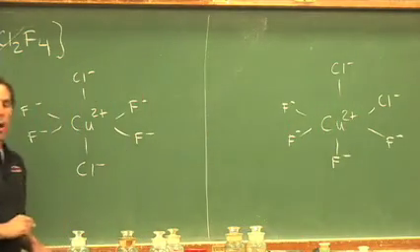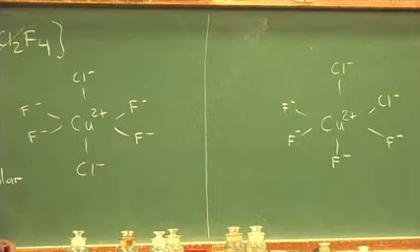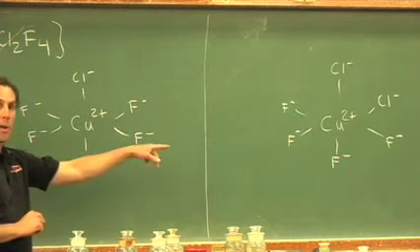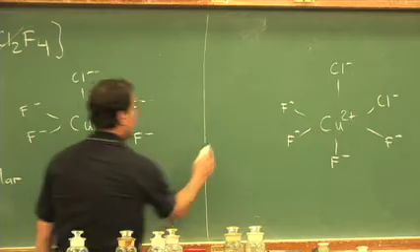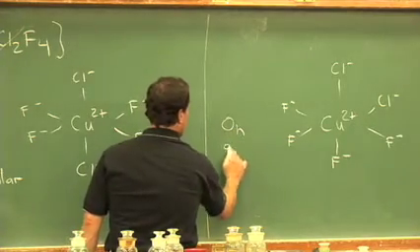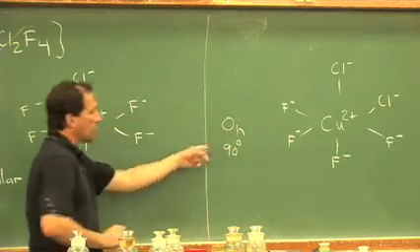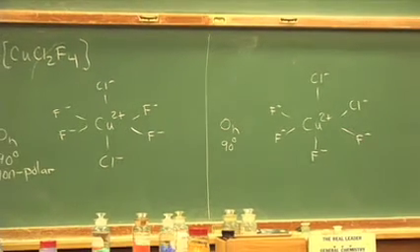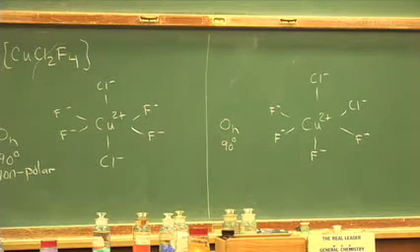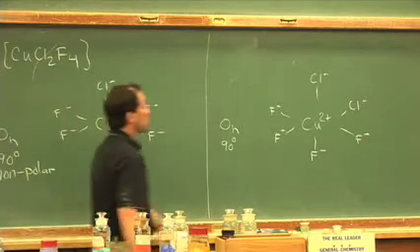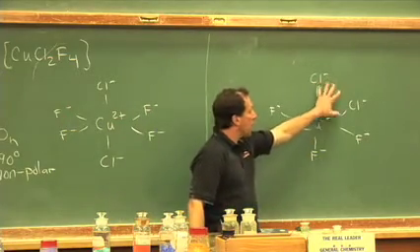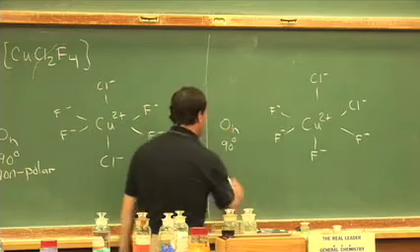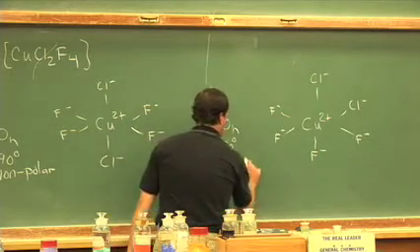Octahedral complex, bond angles based on 90 degrees. And take a look and determine if this is polar or nonpolar. I wrote down octahedral, 90 degrees. Is this polar or nonpolar? It's polar. It's, if you will, not symmetrical. Chlorides on one side, fluorides on the other. So this one turns out to be polar.